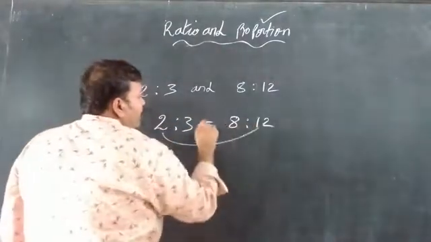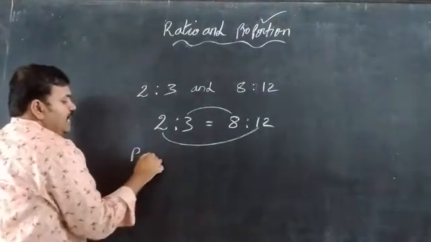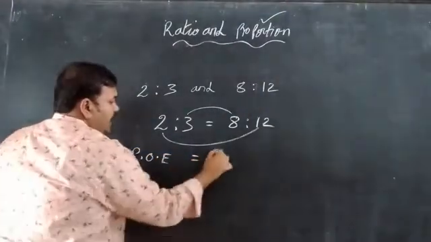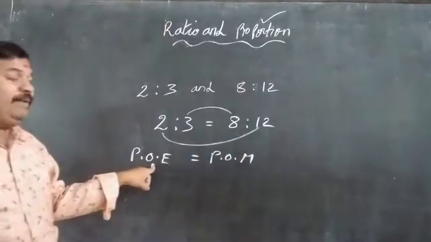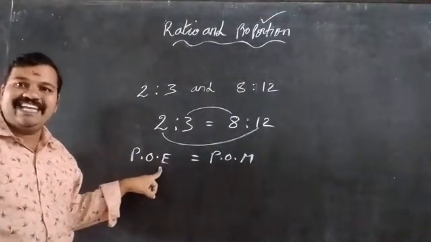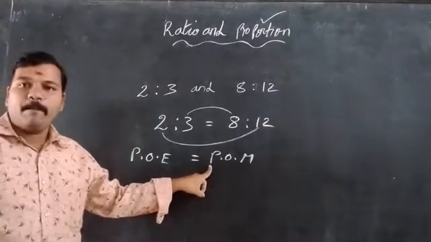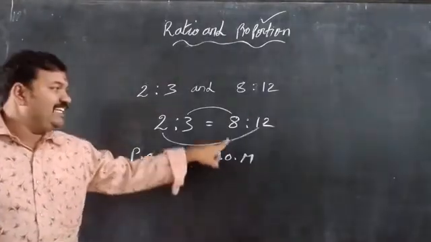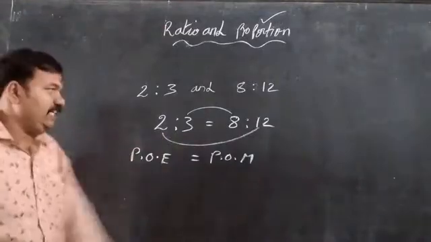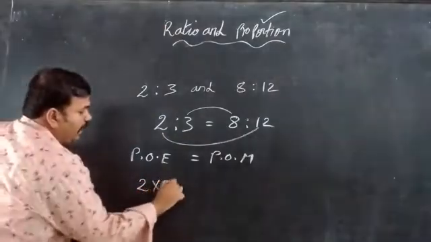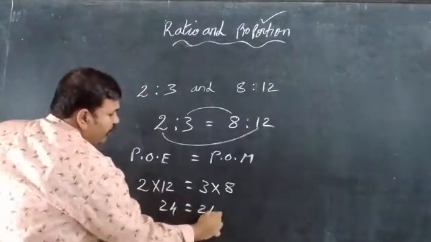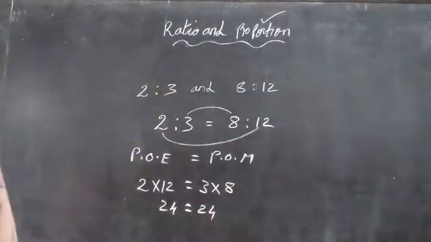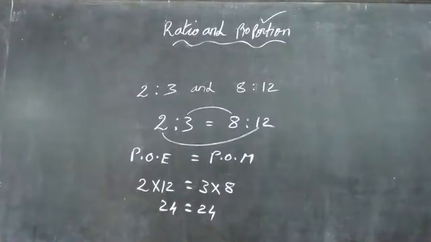So POE, POM. What is P? Product. O means of, E means extremes, is equal to product of means. These two are called means, these two are called extremes. So 2 into 12 is equal to 3 into 8, 24 is equal to 24. The condition is that both are equal, so they are in proportion.